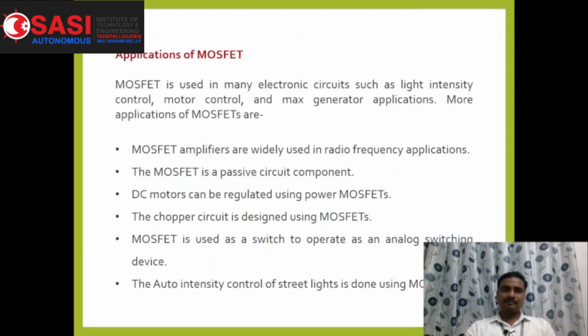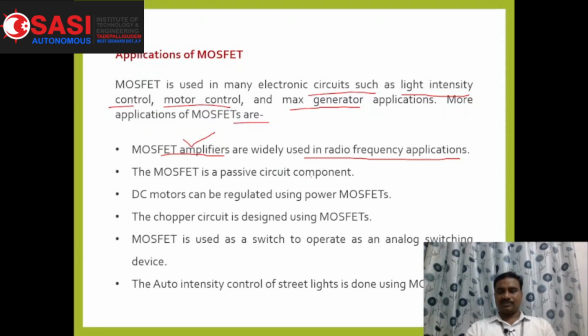Now coming to the applications of MOSFET, it can be used in many electronic circuits, such as light intensity control, motor control, and max generator applications, and many more applications based on this MOSFET. So MOSFETs can be used as amplifiers and are widely used in radio frequency applications. That means when it is operated in the active region, it acts as an amplifier. So based on that operation, the MOSFET can be used in radio frequency applications.